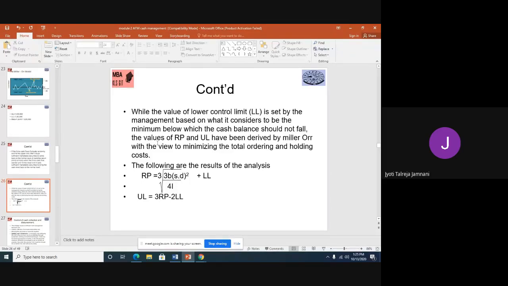Now, if you look at the formula, we are not taking the square root. What are we taking? Anybody?